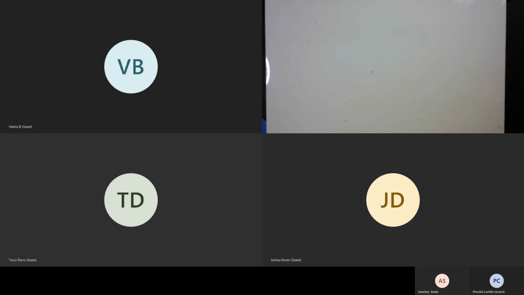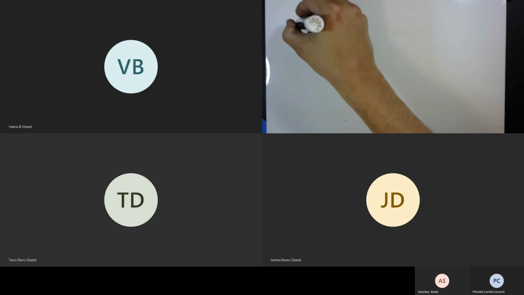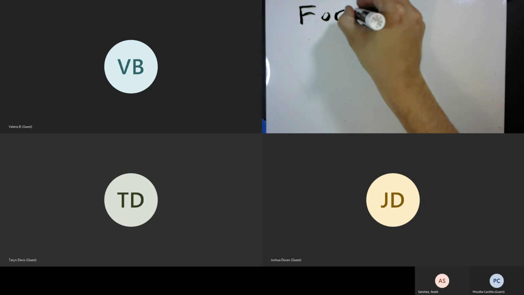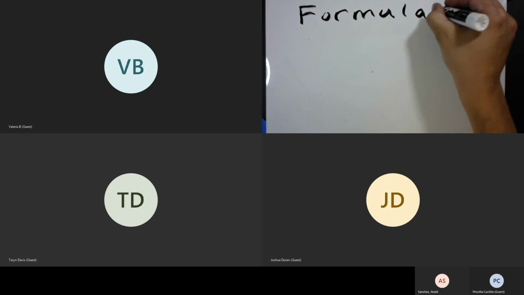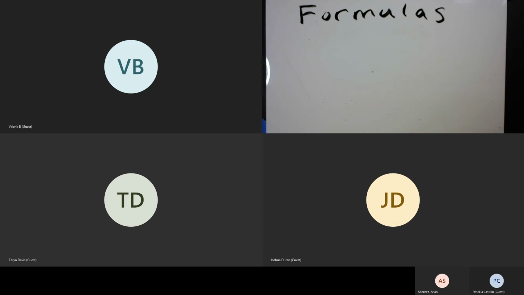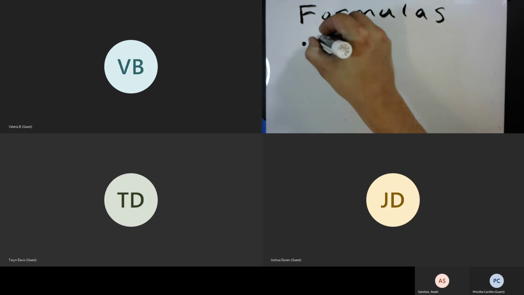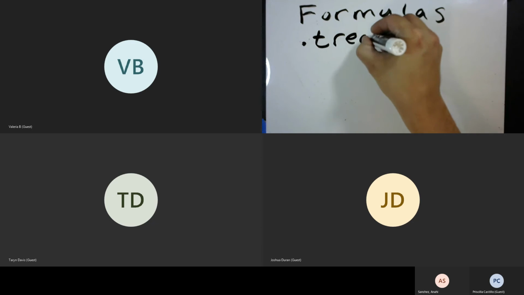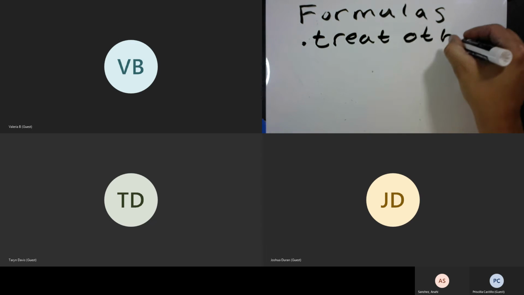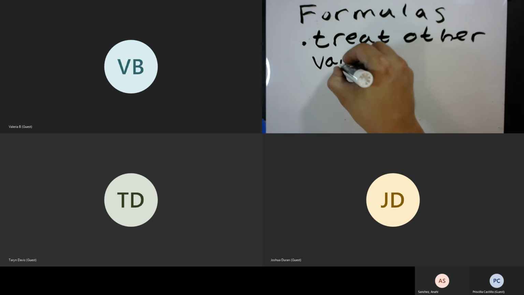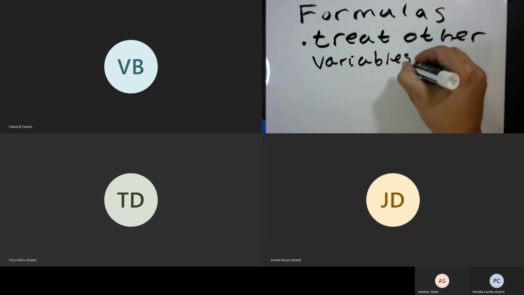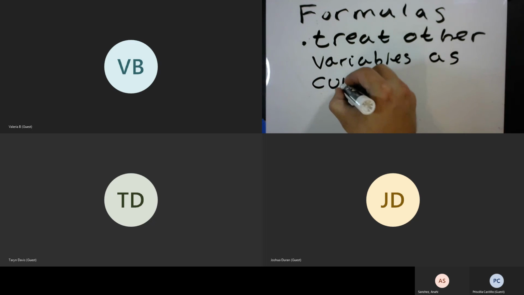So the other topic in this section, it's working with formulas. And what we're going to be doing is solving for one variable in a formula. So how does that work? Well, what we're going to do, treat other variables as constants.